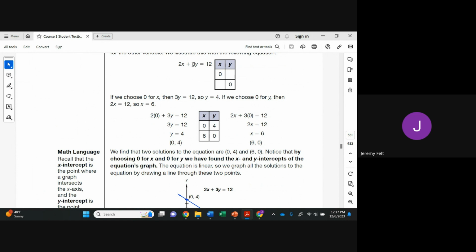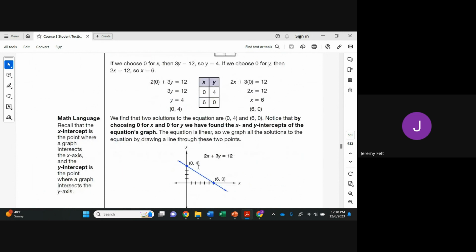Now, same standard form, let's put in 0 for y. 3 times 0 is 0, so 2x plus 0, or just 2x equals 12. Divide both sides by 2. 2 times 6 equals 12, so x equals 6. So the points are (0, 4) and (6, 0). For (0, 4), I'm over 0, up 4. For (6, 0), I'm over 6, up or down 0. There are my 2 points. Those are my x and y intercepts.